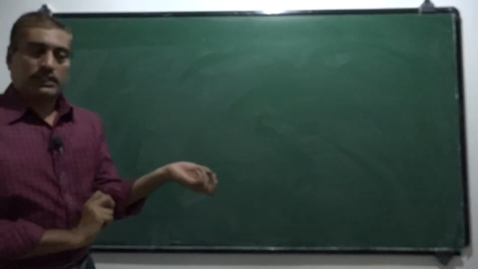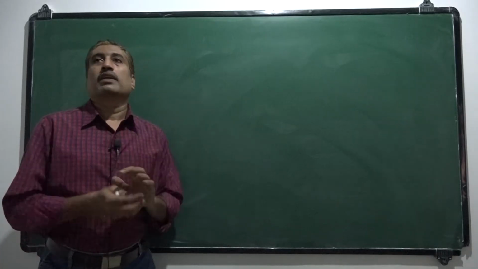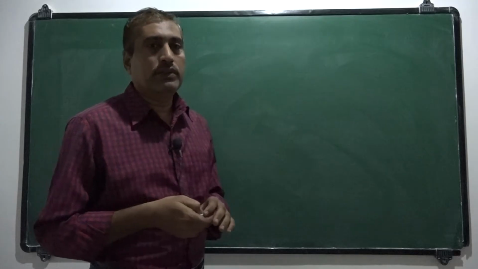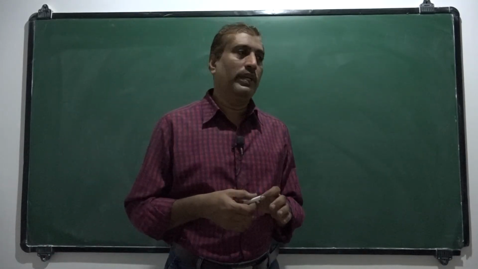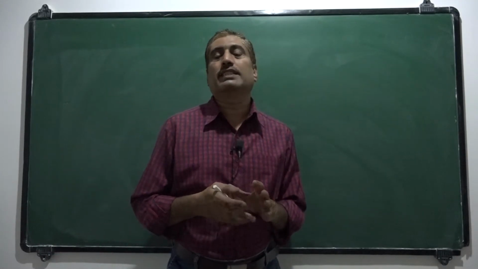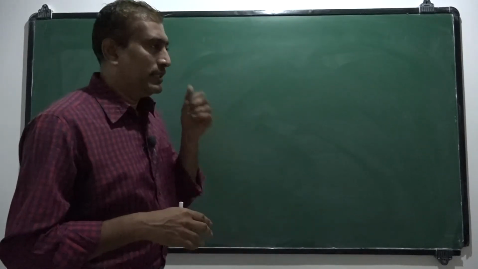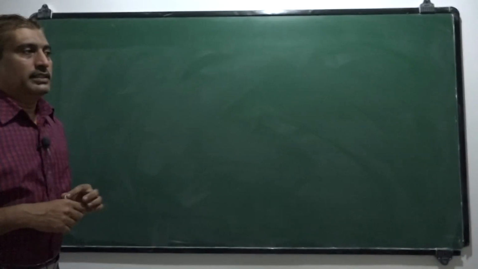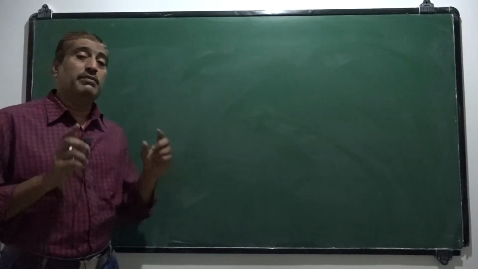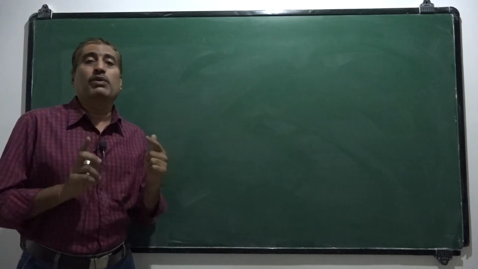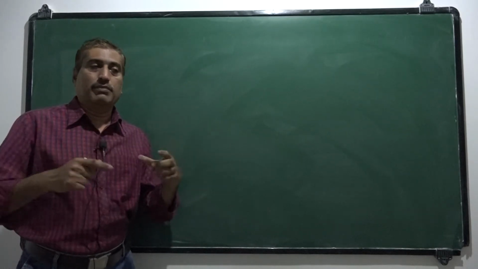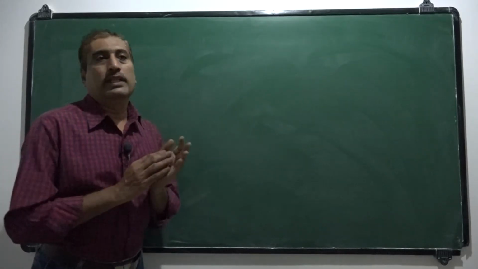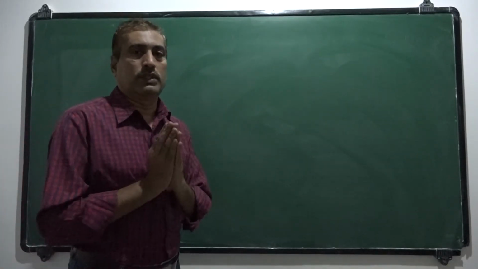So, what is surface tension? The free surface of a liquid behaves like a stretched elastic membrane, and this property is called surface tension. Okay, that means the free surface of the liquid behaves like a stretched elastic membrane, but it does not obey Hooke's law.